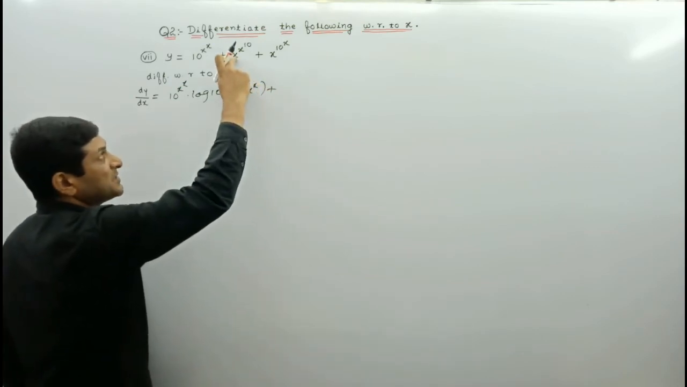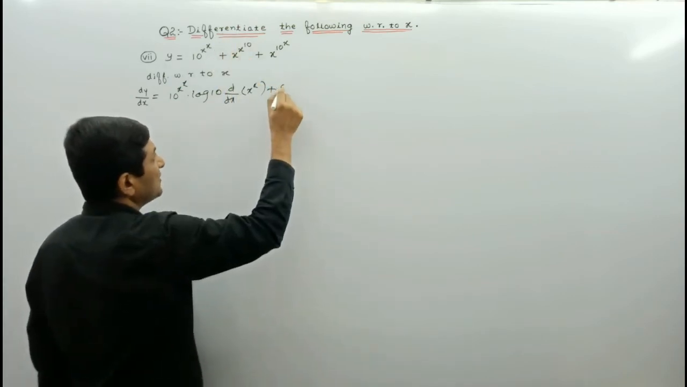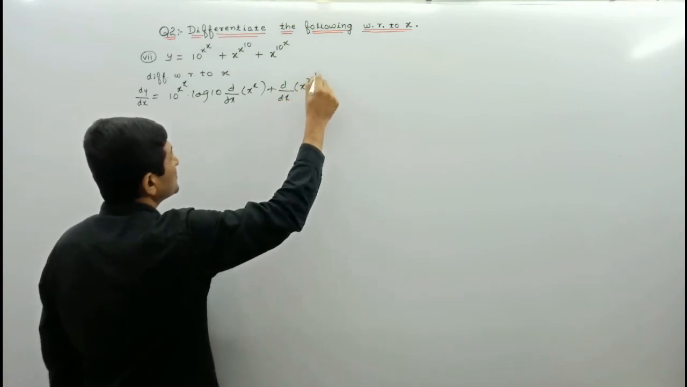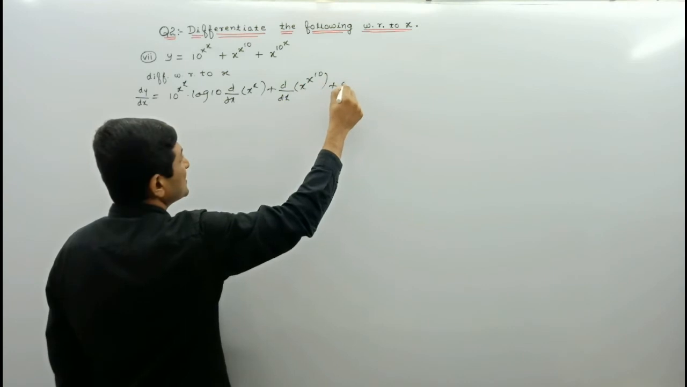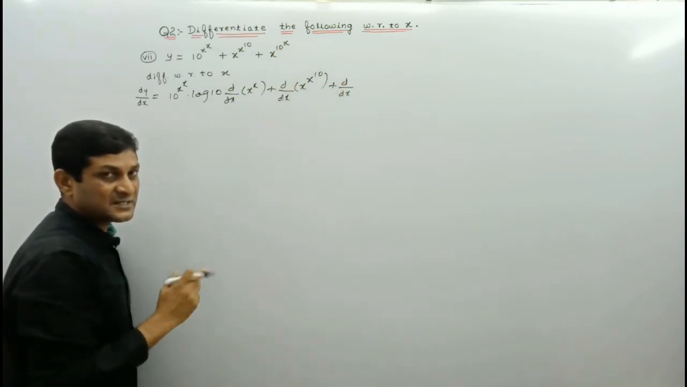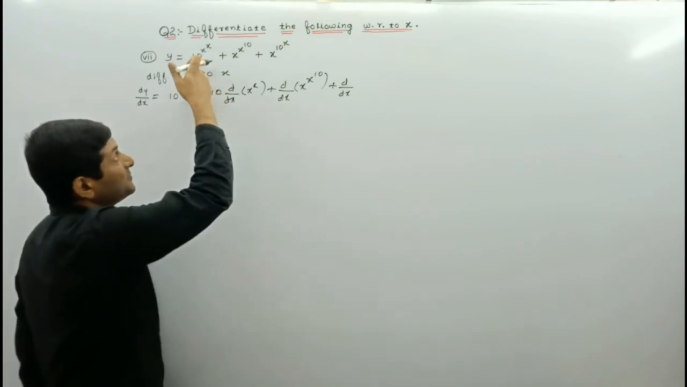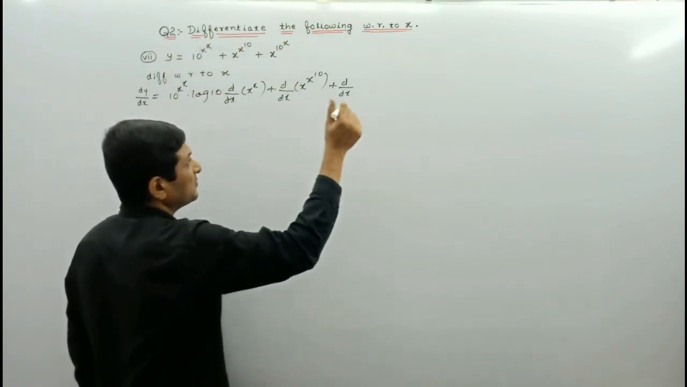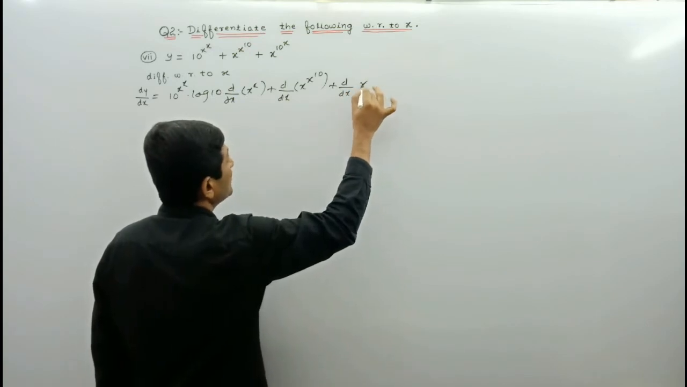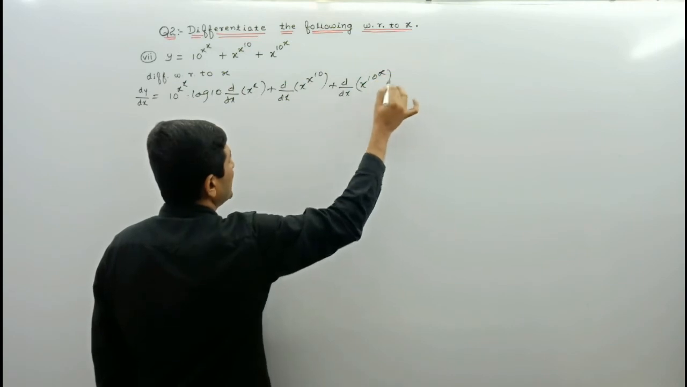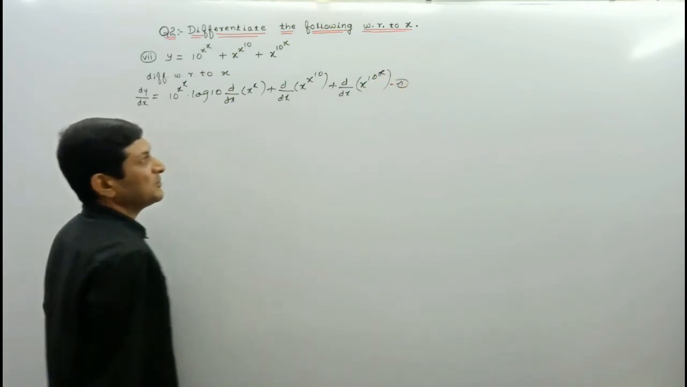Now this term is in the form of f of x raised to power g of x. So keep it as it is, the derivative of x raised to power 10, plus this term is also in the form of f of x raised to power g of x. It is not in the standard form. Here which standard formula have we applied? a raised to power f of x, but here no formula can be applicable, so keep it as it is, x raised to power 10 raised to power x. Let us denote this equation by equation number first.